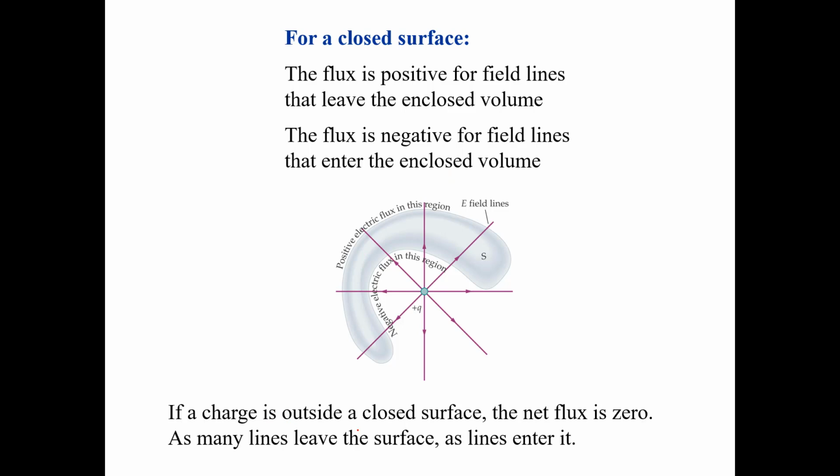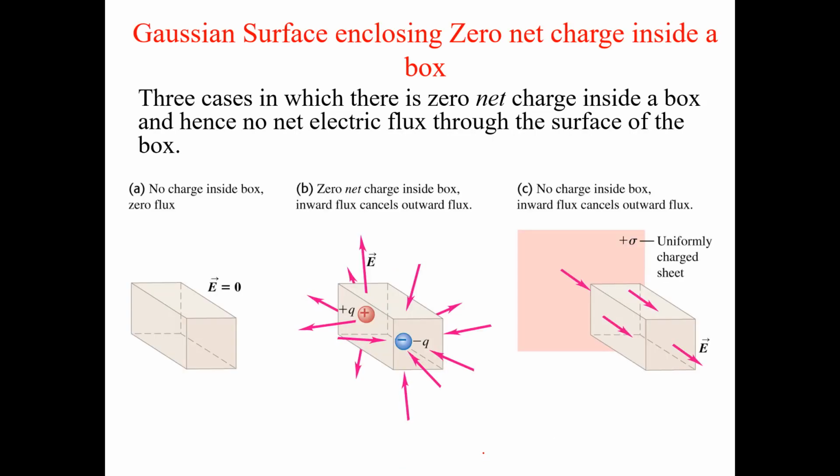So if a charge is outside a closed surface, the net flux is zero, since as many lines leave the surface as enter it. What does this mean? For example, we can call this a Gaussian box. There are three cases in which there is zero net charge inside a box, and if the net charge is zero, there is no electric flux through the surface of the box. The box has how many surfaces? Six: 1, 2, 3, 4, 5, 6 surfaces.